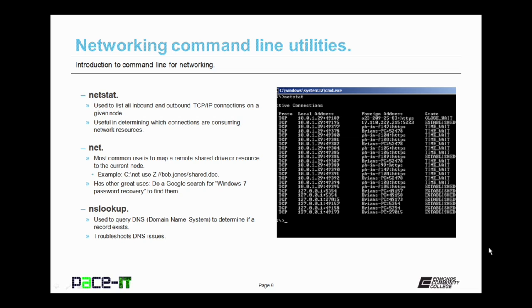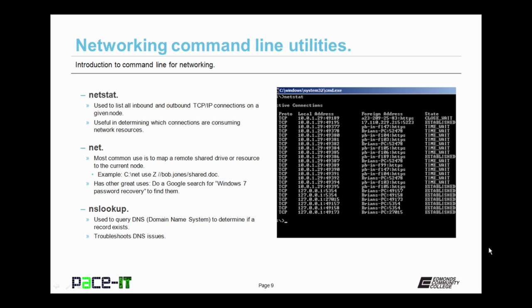Now let's talk about netstat. Netstat is used to list all inbound and outbound TCP/IP connections on a given node. It's very useful in determining which connections are consuming network resources.